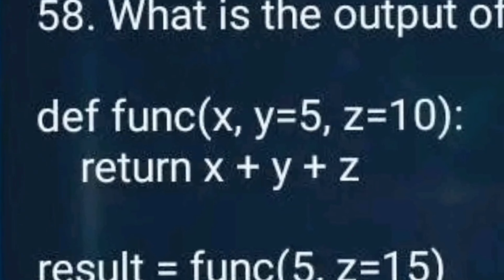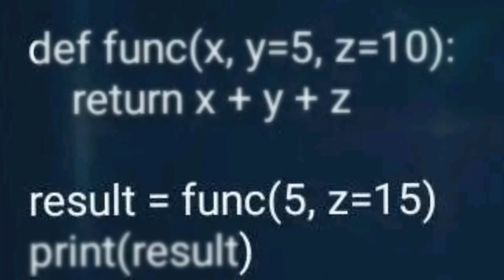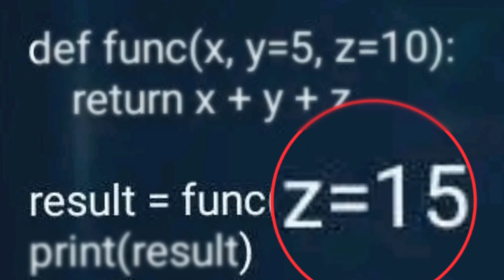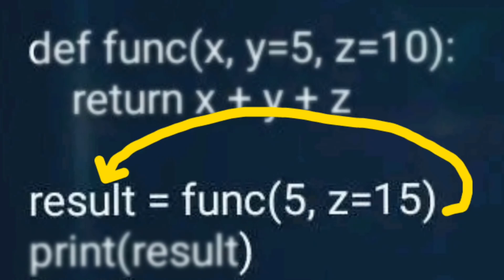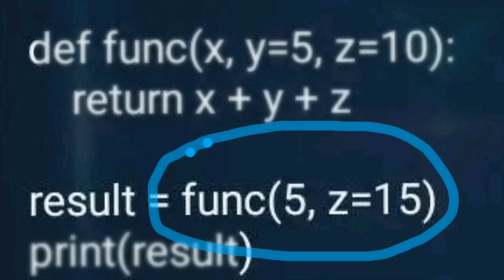Now, we are done with the definition of the function. Let's see how it works. The function is now called. Passed to it as arguments are 5 and the keyword z with a value of 15. Whatever value is returned by the function is then assigned to a variable named results. Let's predict the output of the function.